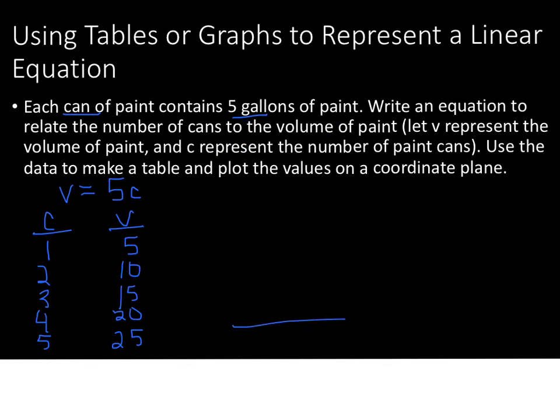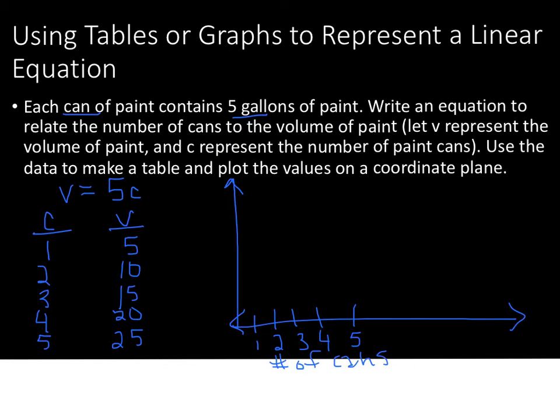So again, I have to plot this all on a coordinate plane with an x and a y axis. So I'm going to count by ones here. And this is my number of cans. But going up the vertical axis, instead of counting by ones, I'm going to count by 5s. And that'll kind of save me some room and maybe have my graph make more sense. But I also have to label this, so I'm going to say volume.